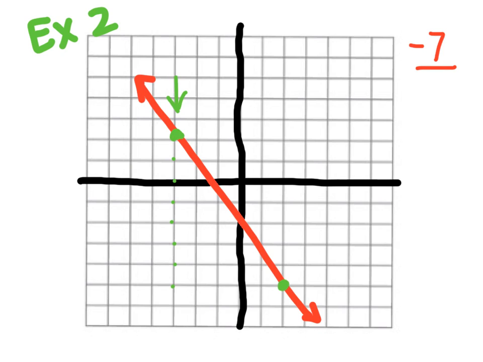Then we're going to count to the right. 1, 2, 3, 4, 5. That means my bottom number is going to be a positive 5. This time the slope cannot be reduced, so we just leave it like this, slope as negative 7/5.